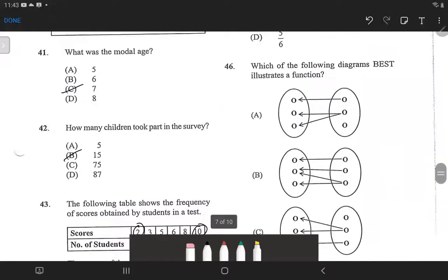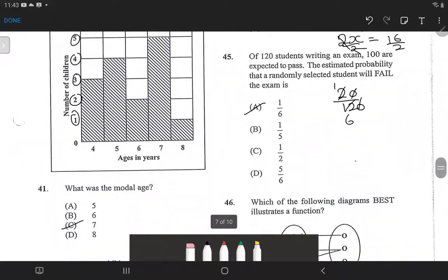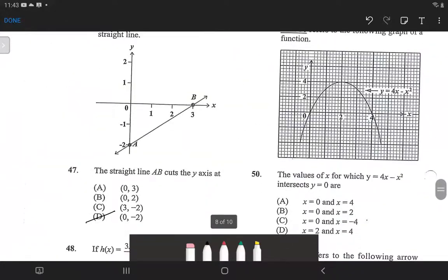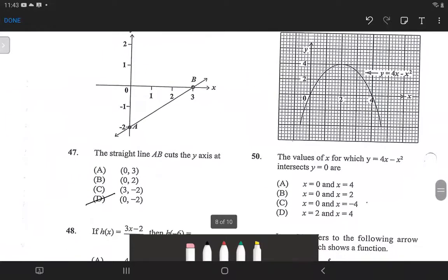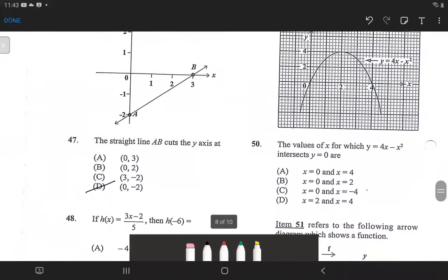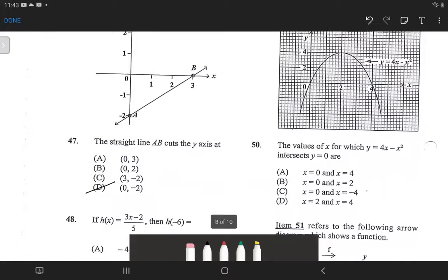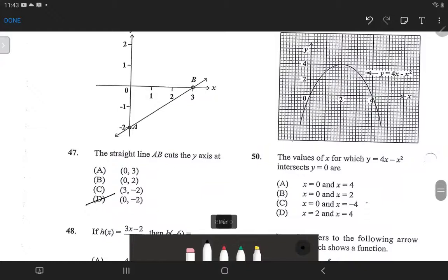Let me just make sure I did all the questions on this page. Yes, I did. So item 50 refers to the following graph of a function. The values of x for which y equals 4x minus x squared intersects y equals 0 are. Y equals 0 refers to the x-axis because at this point, the y coordinate is 0. So that happens to be 4 and 0, which is this one, A.